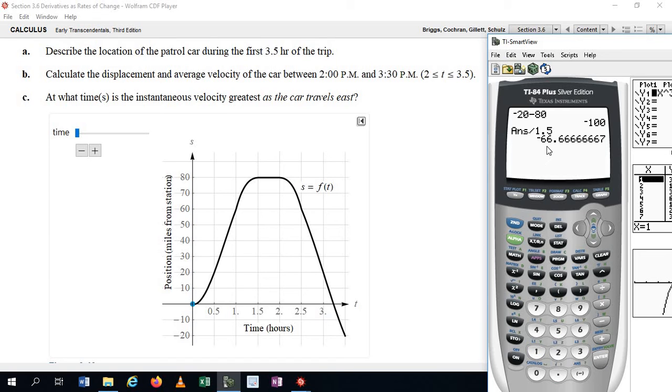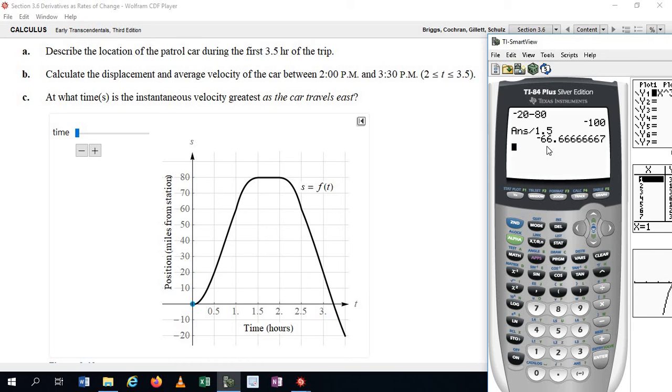And so you can see it's negative 66.666 miles per hour. So what does the negative mean? Because we have a negative sign, right? What does the negative sign indicate? Well, velocity can be positive and negative. Average velocity or instantaneous velocity, they can be both positive and negative. And that just indicates the direction.